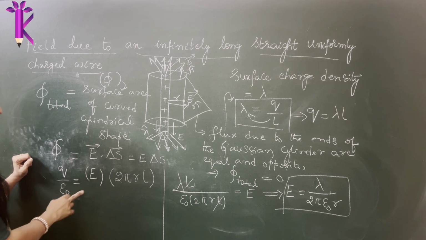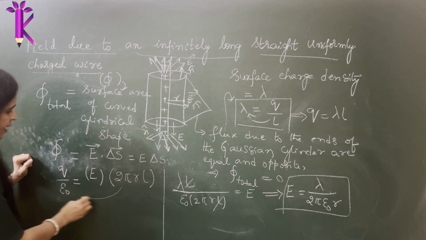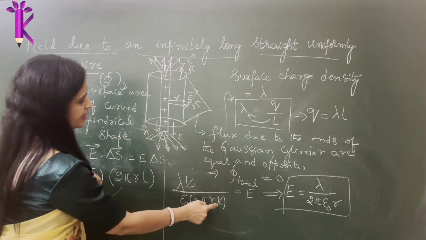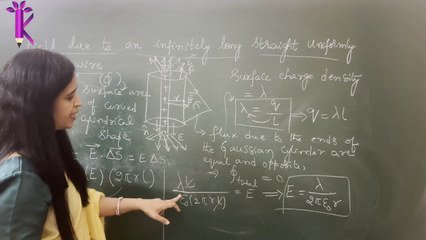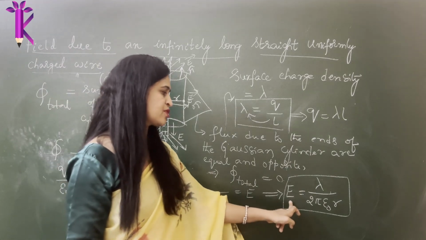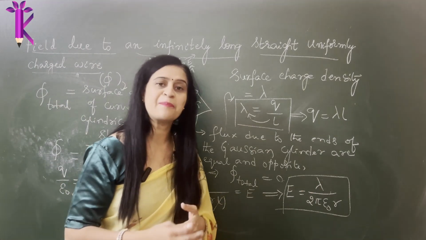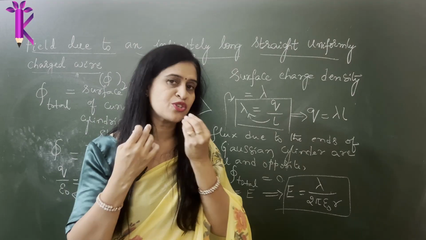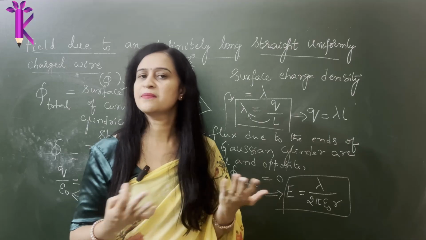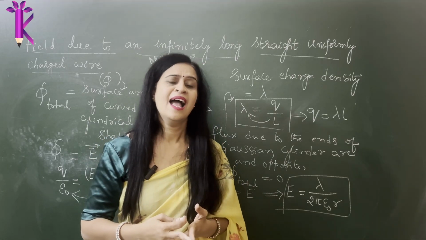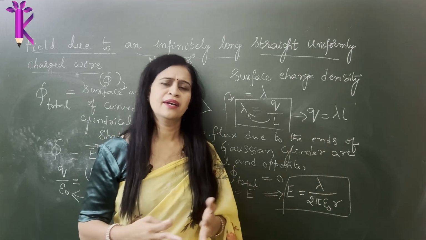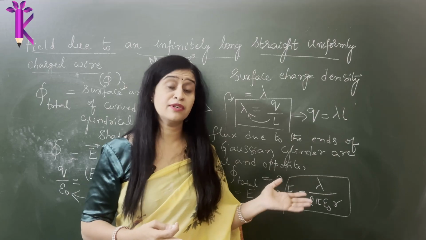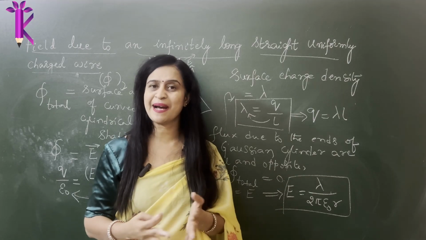Now you bring this 2 pi RL down here and cancel length and length in the denominator and the numerator, and you finally arrive at the expression for the electric field, which is lambda divided by 2 pi epsilon naught R. This is something that should be registered in your memory because you get plenty of numericals, 2 mark, 3 mark, even for entrance examinations. I hope this part was clear.